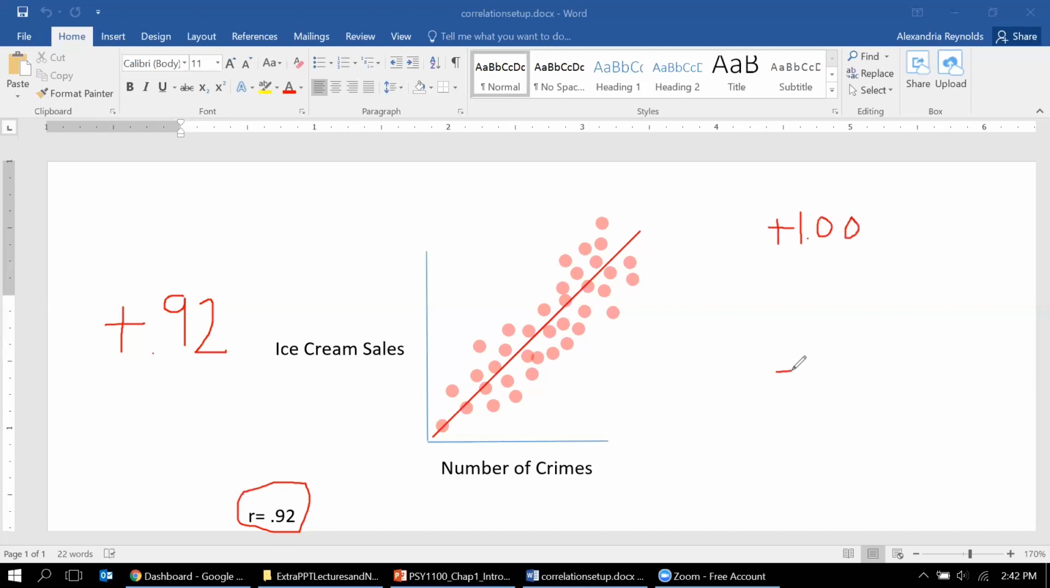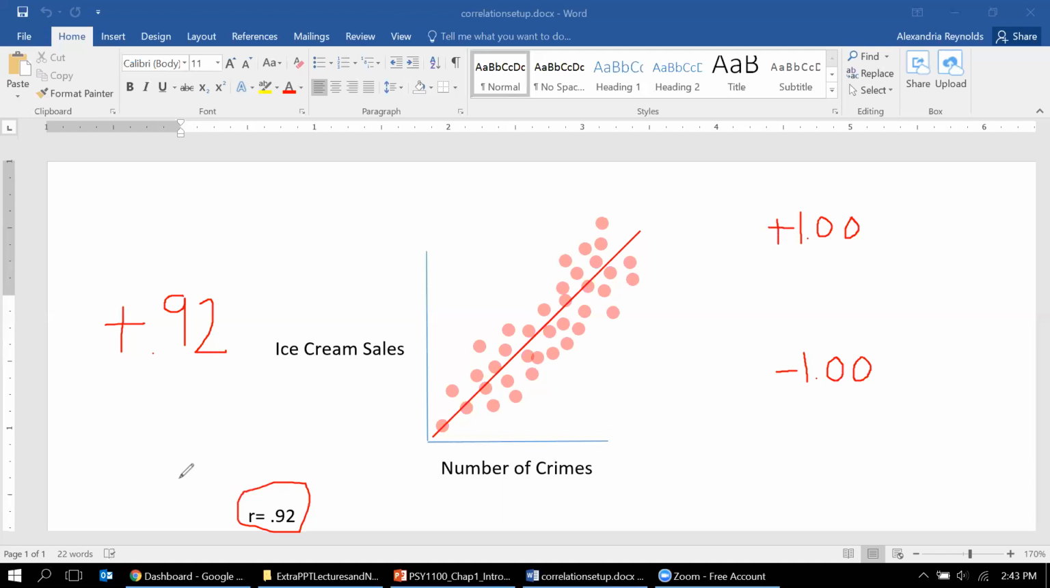And negative 1.00. Okay? So remember that this number tells us the direction. So the sign in front tells us direction. This is telling us it's a positive relationship, here marked by the positive sign. Positive relationship means that as one variable increases, the other one increases systematically, in the same way.